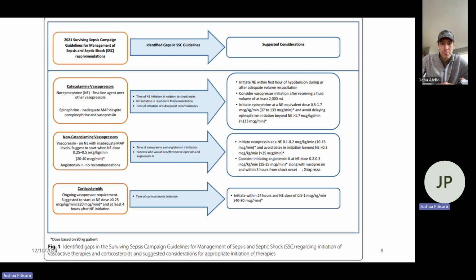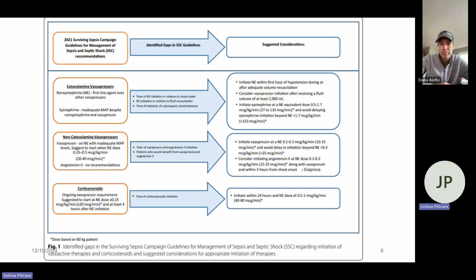Now, the second one is when to start the non-catecholamine vasopressors, like vasopressin. In the original 2021 guidelines, they suggested it at 0.25 to 0.5 mics per kilo. But then they saw that there is more benefit toward using it earlier on. So the recommendation became to initiate vasopressin at a dose of 0.1 to 0.2 mics per kilo per minute, which is equivalent to 10 to 15 mics per minute, and avoid delaying starting it if norepinephrine is above 0.3 mics per kilo per minute, which is about 25 mics per minute.